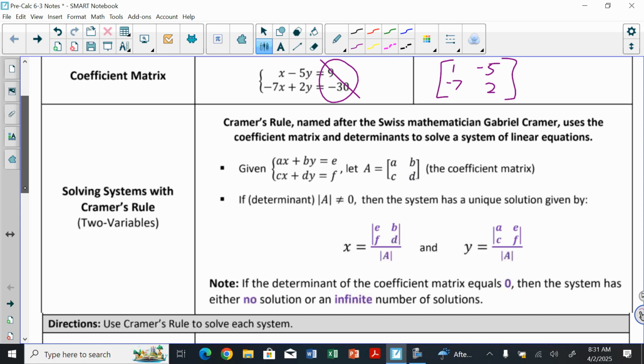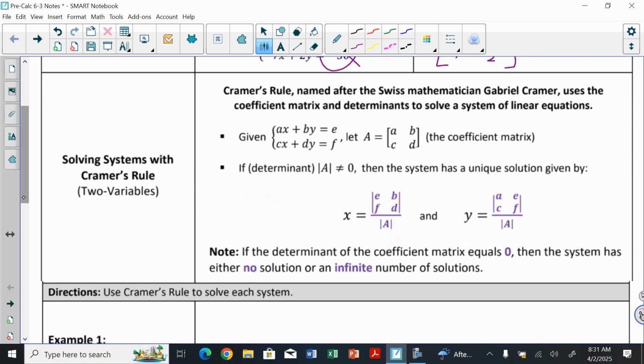So Cramer's rule says that if you've got these equations, that's what all this math says, and you've got your coefficient matrix, which we just talked about, in this case A, B, C, D, then if the determinant is not equal to 0, remember, determinants are written with those bars, it looks like an absolute value but it's not, it's another symbol for determinant. So if the determinant is not equal to 0, then the system has a unique solution given by these formulas, which is right here.